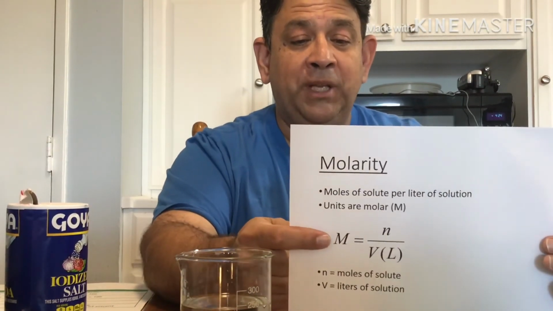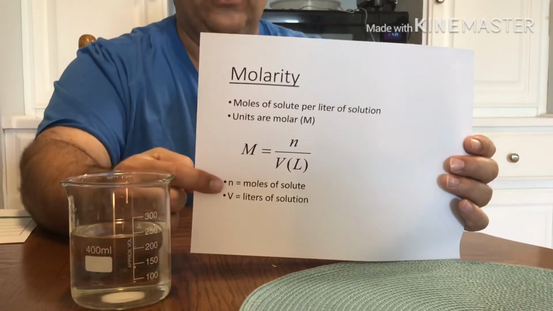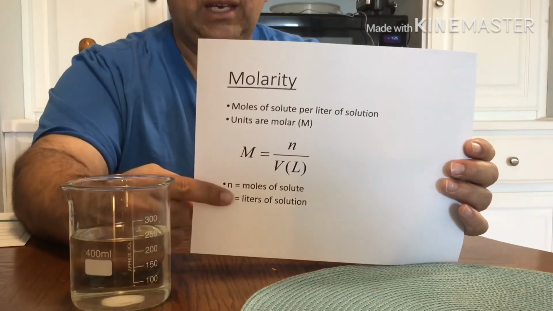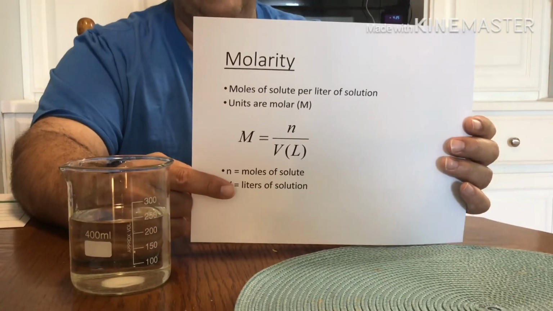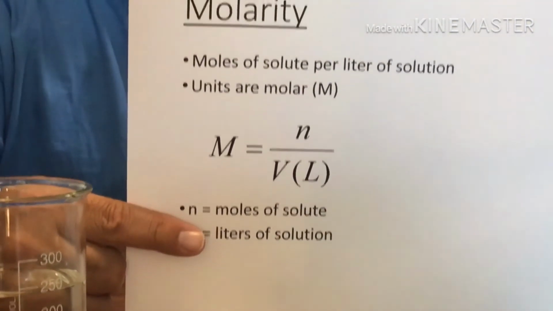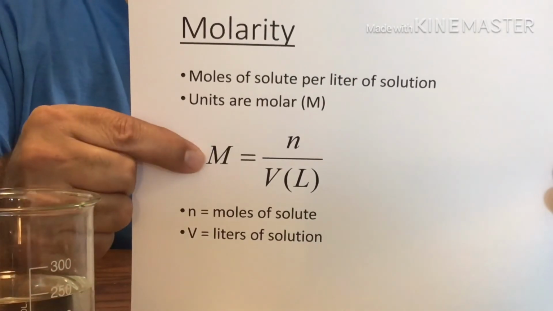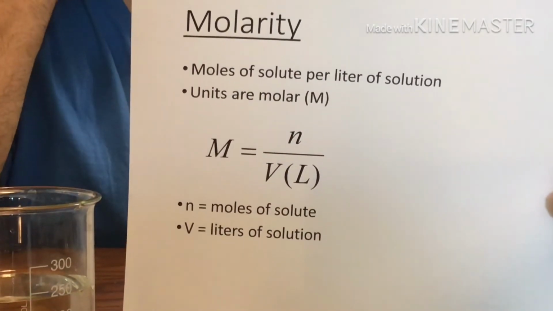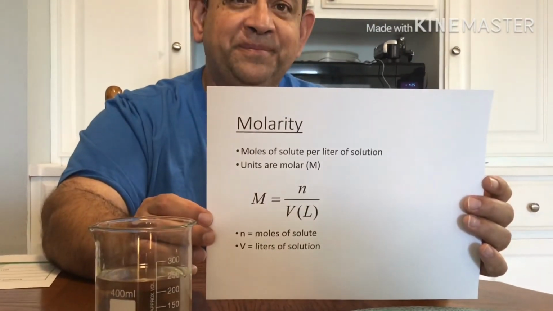We're going to have this formula. Capital M stands for molarity, and is going to be equal to n, which stands for moles of solute, divided by V, the volume. And see that parentheses L? That's not another variable in the equation. That's just to remind you that the volume has to be in liters. So really it's just 3 letters: capital M for molarity, n for moles, and V for volume. And we can do some calculations with that. Let's do some sample problems.